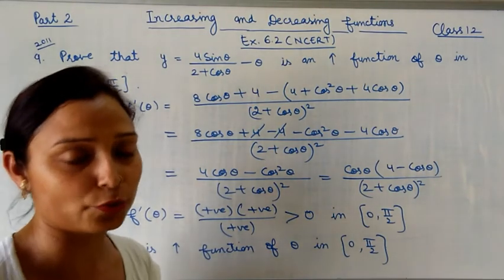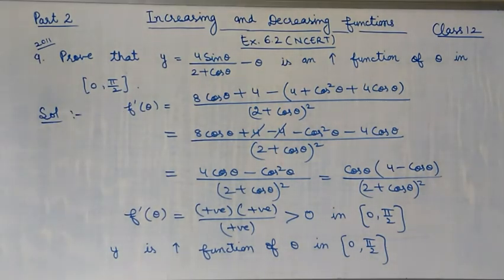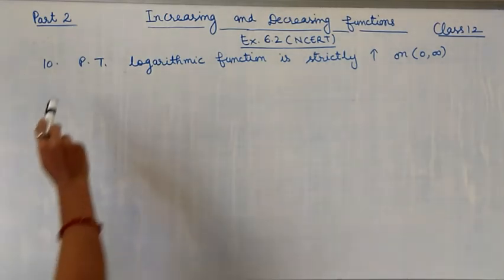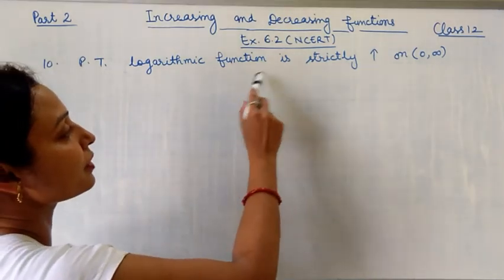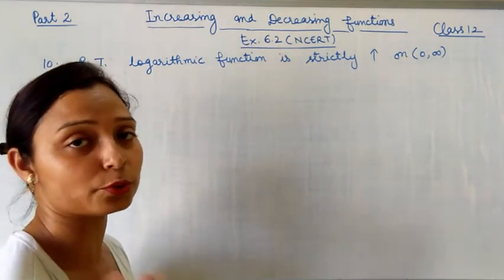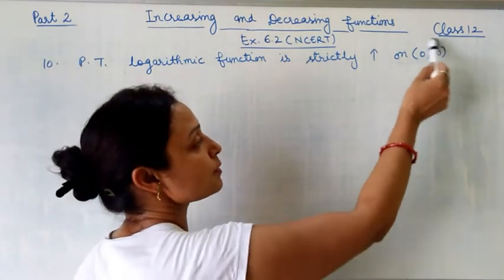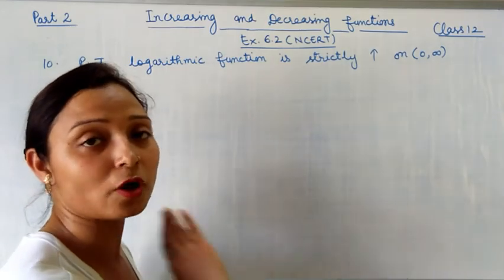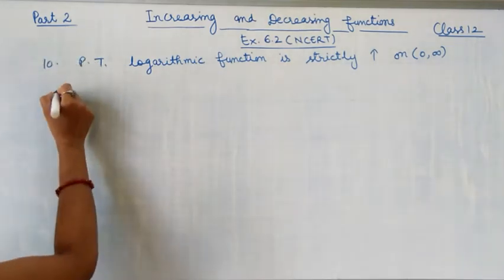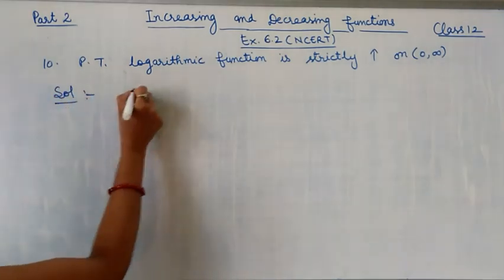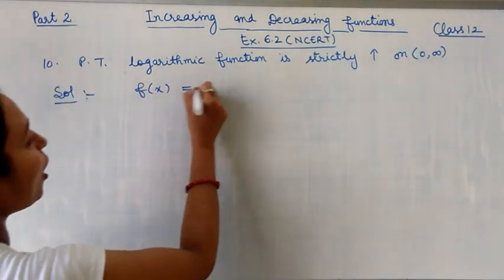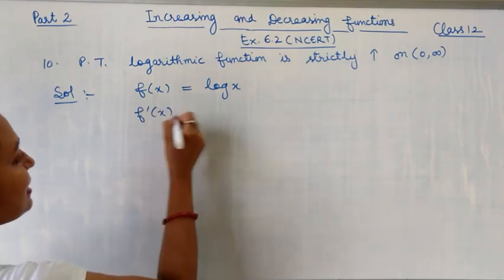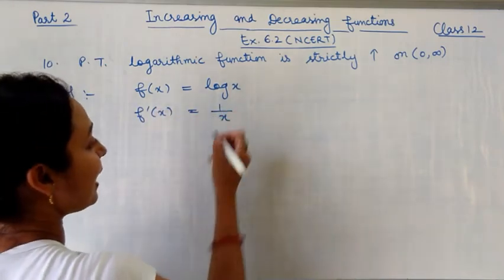Now come to the next question. Next is question number 10, in which you have to prove that the logarithmic function is strictly increasing in 0 to infinity. That means it is positive for all the values from 0 to infinity, that means all the positive values. First of all, take the function f(x) is equal to log x. When you do the derivative, f dash x is equal to 1 upon x.